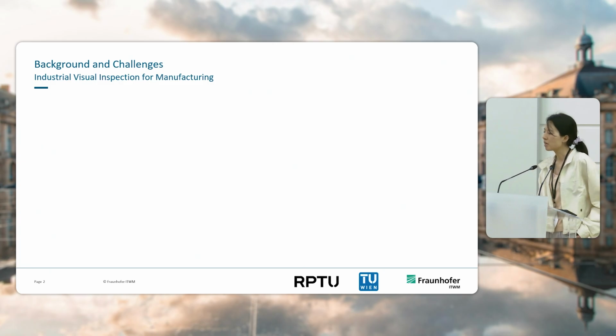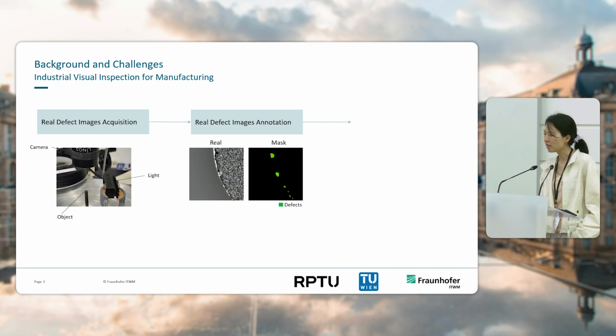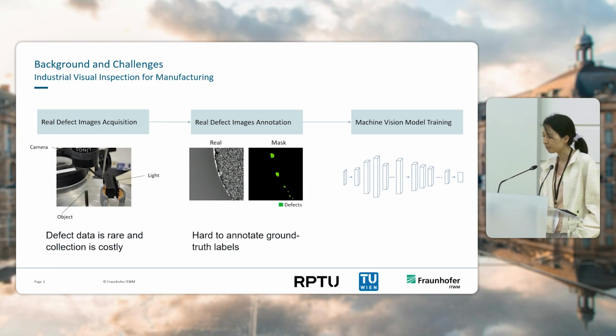So let me start with the background. In industrial visual inspection, the standard pipeline has 3 steps. Collect real defect images, annotate them, and then train a machine vision model. But in practice, this is difficult. First, real defect data is rare. Defects do not always happen frequently in production, and collection is costly.